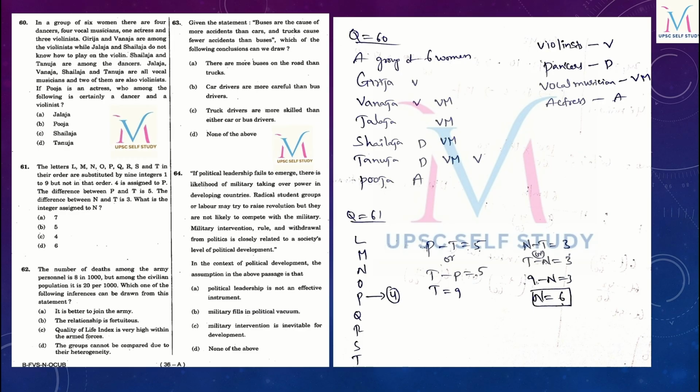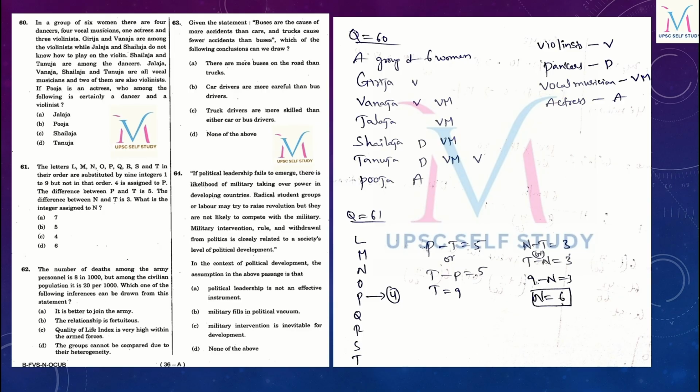And coming to question number 63. In the given statement, buses are likely to have more accidents than cars and trucks. Buses are more likely to have accidents than cars. So buses are having more accidents than cars, and trucks cause fewer accidents than buses.